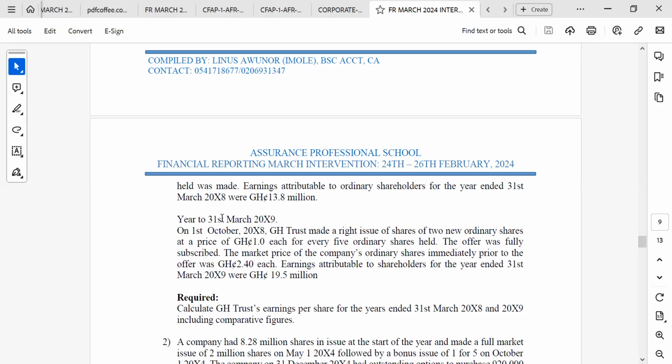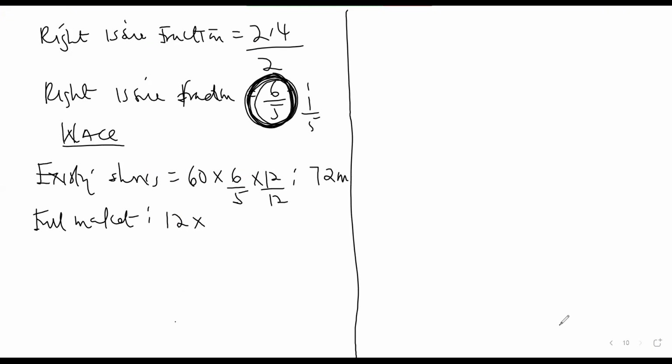How many months is that? 5 months. Are you sure? October, November, December, 3 months. January, February, March, 3 months. 6 months. Okay. So it means that the full market value, which is 12 million, will do only 6 million. So your total will now be 78 million.